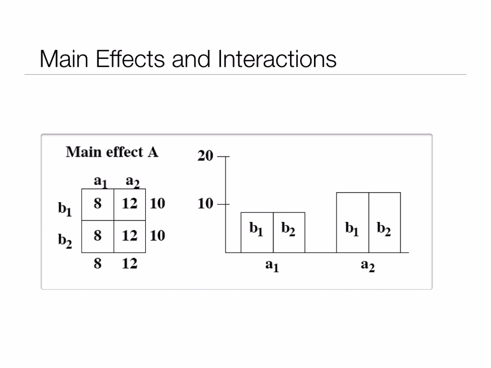This is what a main effect of A would look like. We have a difference between level 1 and level 2 of A. 8 and 12 are different, but there's no main effect of B. 10 and 10 are the same.